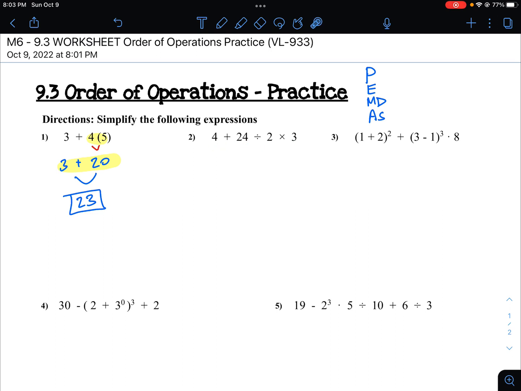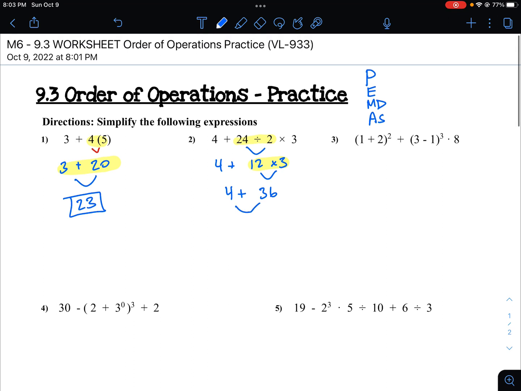All right, next one. PEMDAS, no parentheses, no exponents, multiplication and division. Yes, we have division and we have multiplication. So which one do we do first? Not always M. You go left to right. So we're going to do 24 divided by 2 first. And that equals 12. Let's bring down the times, the 3, the plus, the 4. All right, 4 plus 12 times 3. Multiplication beats addition, so we do that. It's 36. Bring down the plus, 4. And then that is just 40.